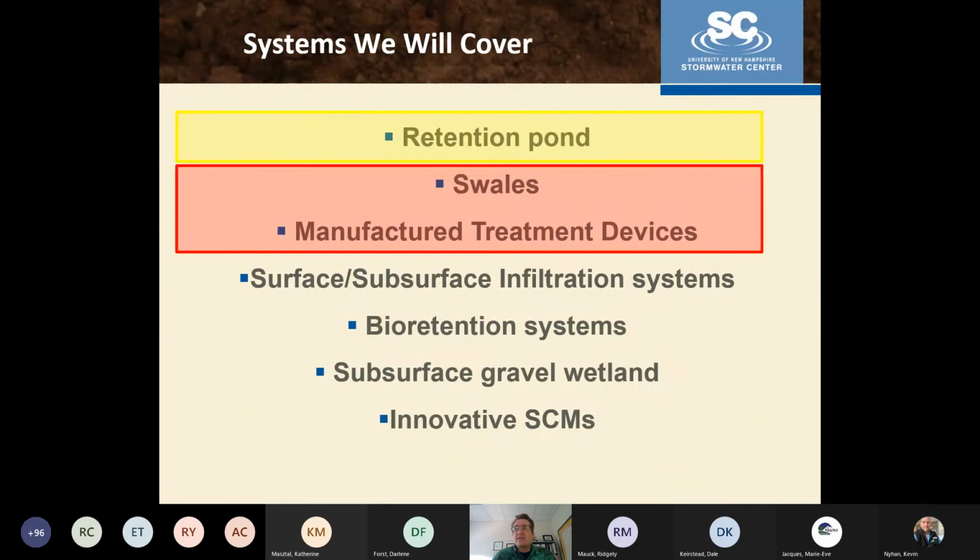And so we're starting to incorporate the different components, like the saturated zone in the subsurface gravel wetland that does so well at mediating nitrogen, into other systems, and I'll talk about that a little bit later. That's really where we get to the innovative SCMs: things that we haven't thought about, things that are relatively simple, and things that are emerging to meet the increasing demands on stormwater designers.